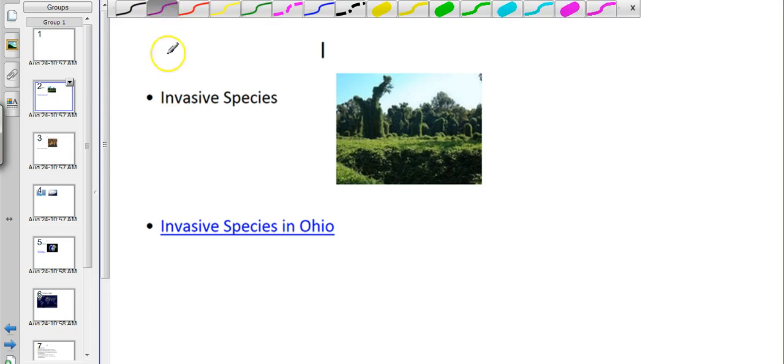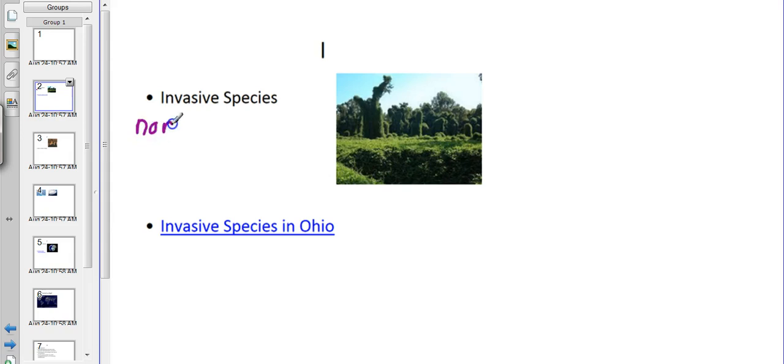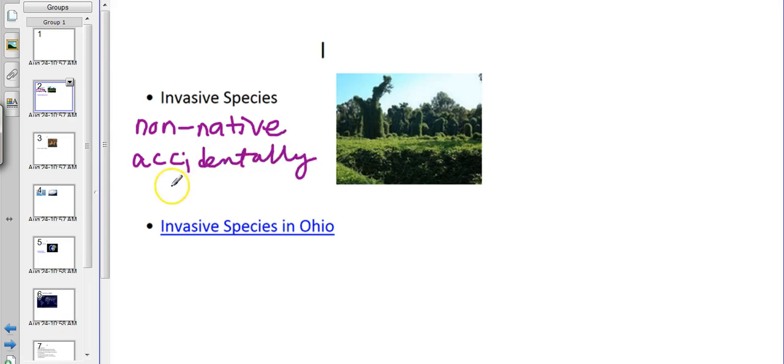And invasive species are basically species that are non-native. That means they are not from the area. They come from another country, and these species are accidentally or purposefully introduced to an area. So it's accidental or it's purposeful.